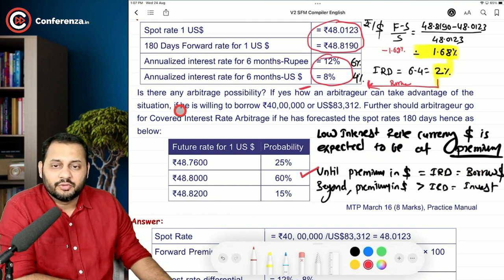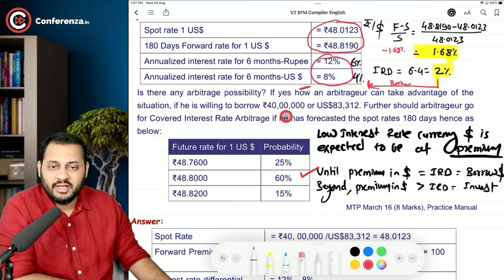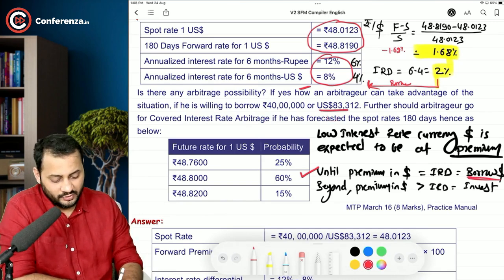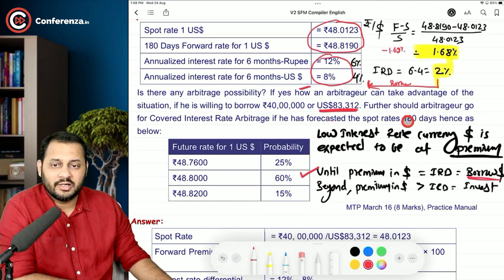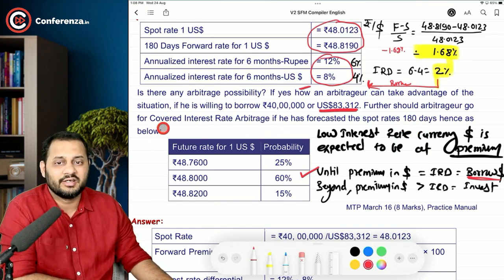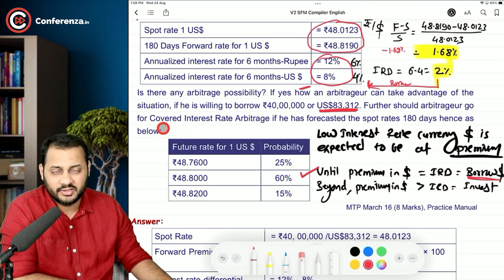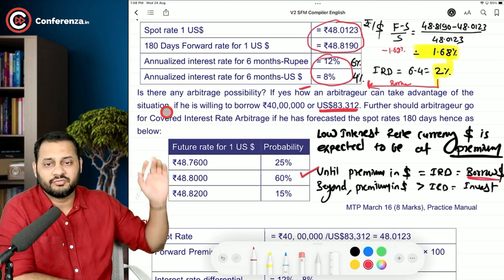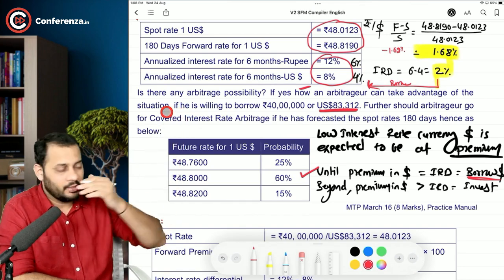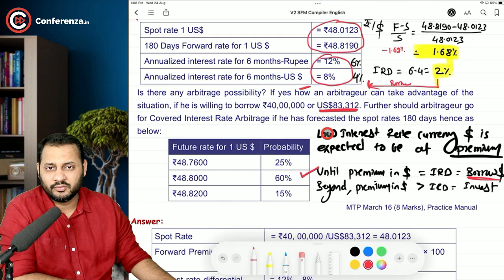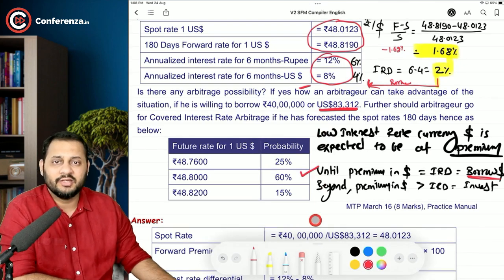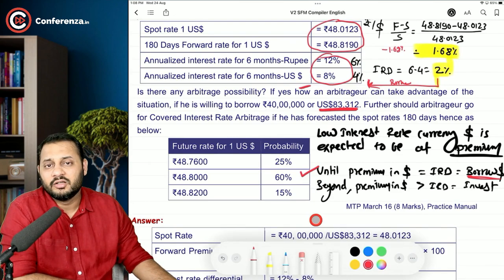Now let me complete the question. If he is willing to borrow rupees 40 lakh or US dollar 83,312, my answer is to borrow dollars, so I will go with this part. Further, should the arbitrager go for covered interest rate arbitrage if he has forecasted the spot rates of 180 days hence as below? I will talk about covered and uncovered interest rate arbitrage after this calculation. So first we will go with this calculation. In exam, you should write this statement, and then you will start writing the arbitrage transaction.